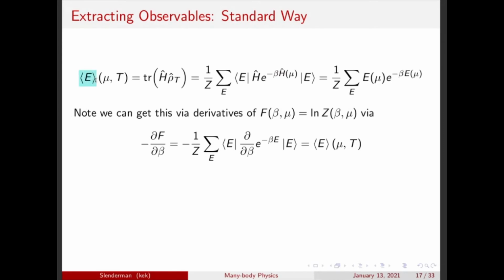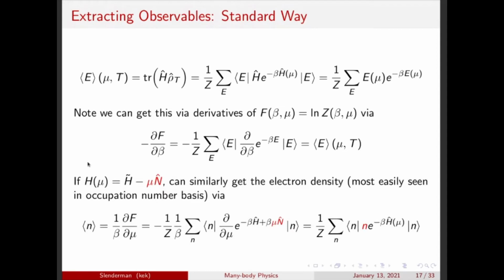We can equivalently compute this expectation value of the energy of the system by taking derivatives of this term, which is typically called the free energy. You'll notice if you take the derivative of this F with respect to beta, you get a 1 over Z from the log Z chain rule. Here I'm showing the derivative being taken. If you take the derivative with respect to beta of e to the minus beta E, you get minus E out in front. Basic derivative properties.